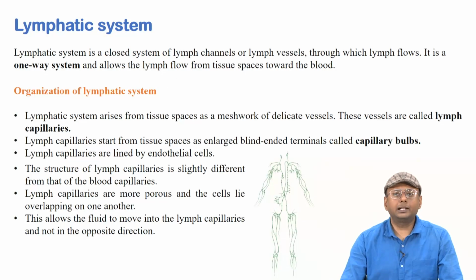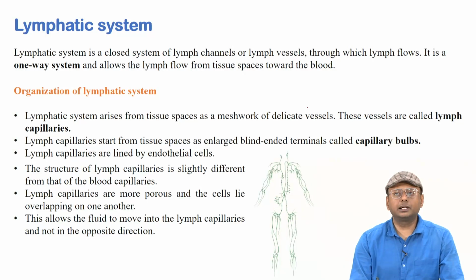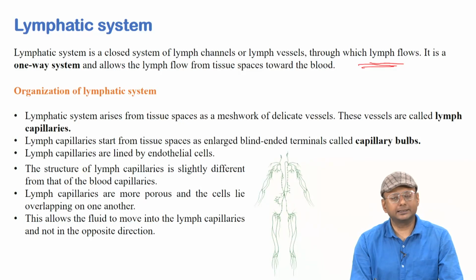Okay. So, what is the lymphatic system? The lymphatic system is a closed system of lymph channels or lymph vessels through which the lymph flows. So, lymph is basically a kind of fluid like blood. But for the circulation of the lymph there is a lymphatic circulatory system.